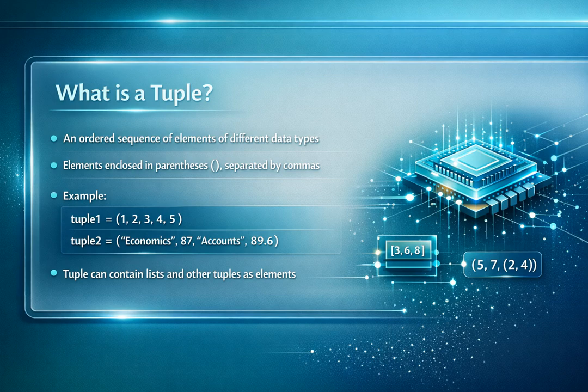Tuples are written with elements inside parentheses, separated by commas. You can store integers, floats, strings, and even lists inside a tuple. Like lists, elements are accessed using zero-based indexing.